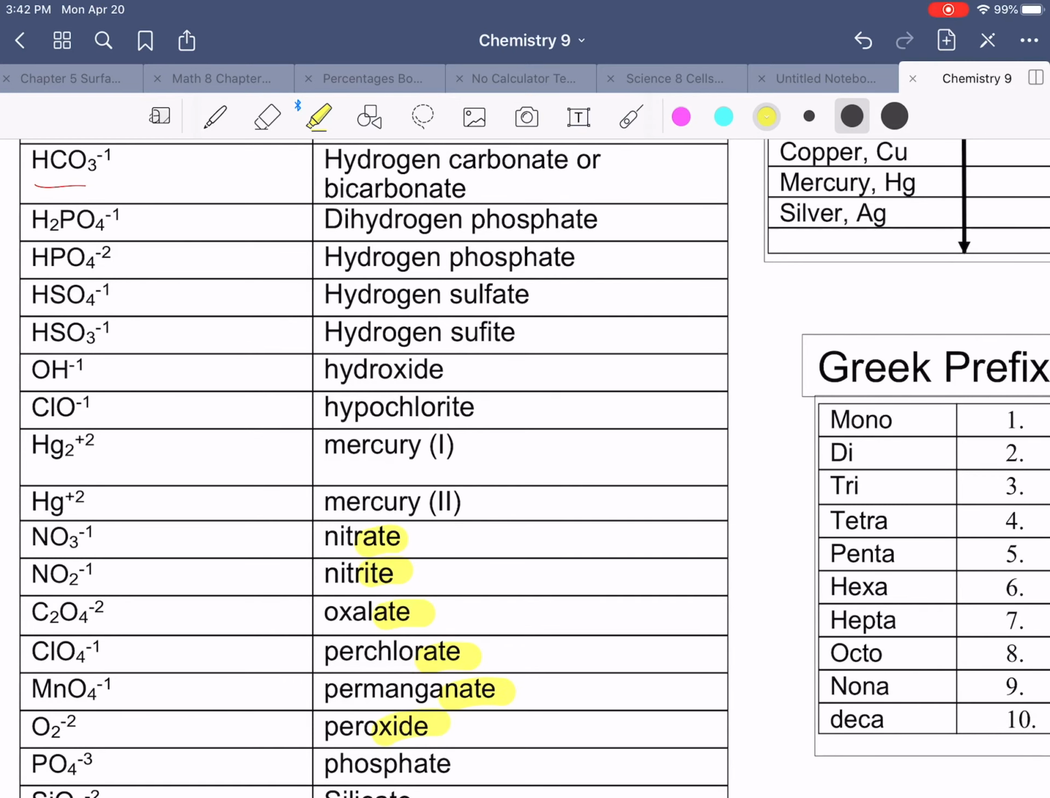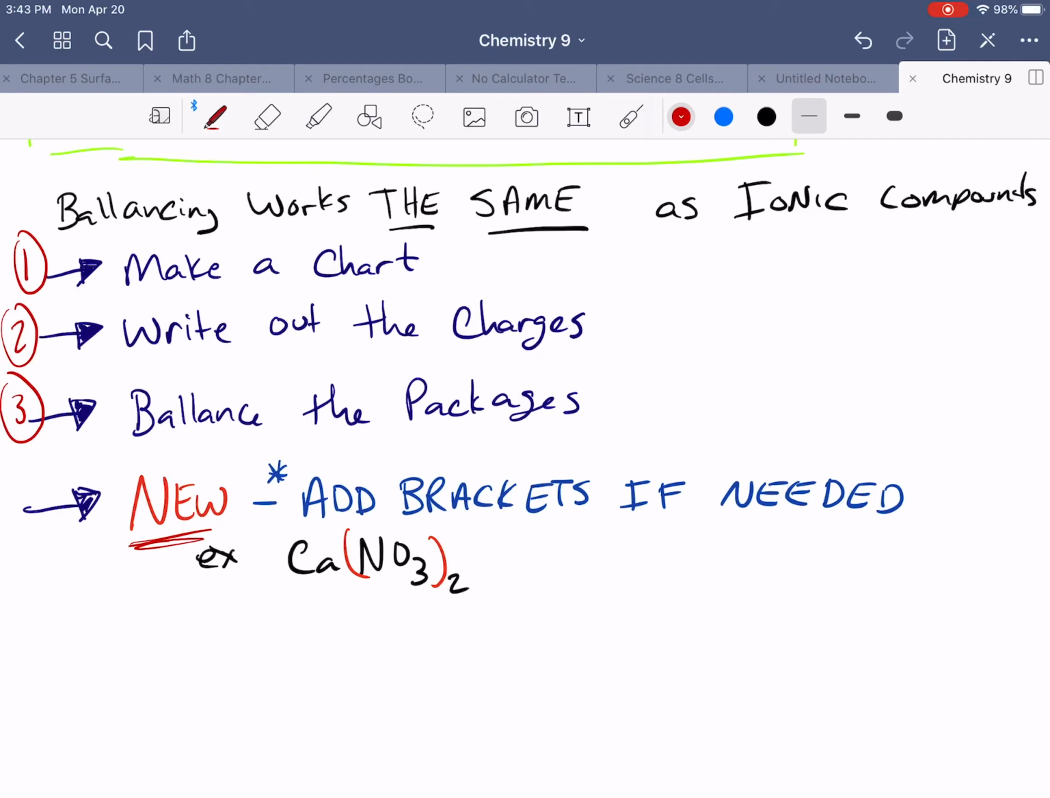Balancing works the exact same as it did last week with ionic compounds. You're always going to, number 1, make a chart. Easy peasy. Number 2, you're always going to draw the charges. Number 3, you're going to balance out the packages. But the new thing today is that you're going to have to add brackets if they're needed.